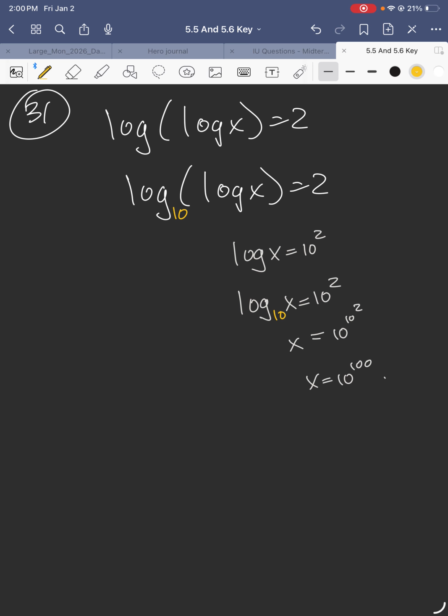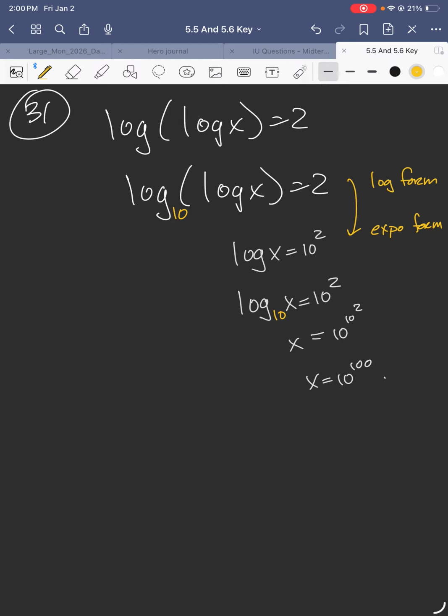Okay, now if we see something like this, this is log of the log of stuff. Well, the first thing I notice is this is log base 10 of stuff equals 2. So I now notice that this is in log form. So one of my tools is to convert it into exponential form. And when I do, I get this is equal to 10 squared. But again, now I notice that this is just base 10.